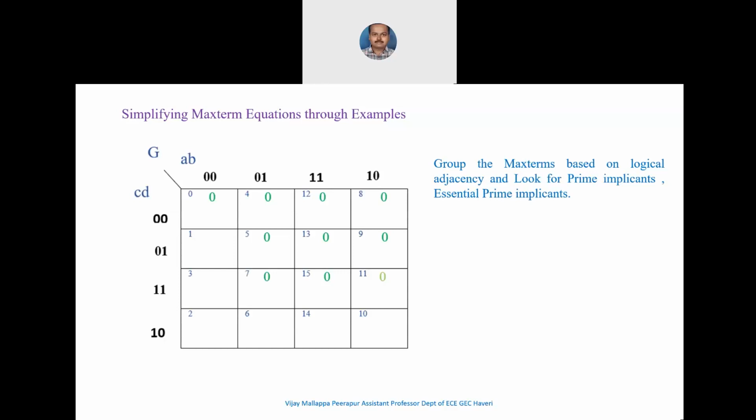Now make the group. How do you make the group for this one? Look for logical adjacency. Please use the max term expression now. Everyone do it. The grouping, everything is still the same, but how you read the values is different for the max term as compared to the min terms. That's the only difference.